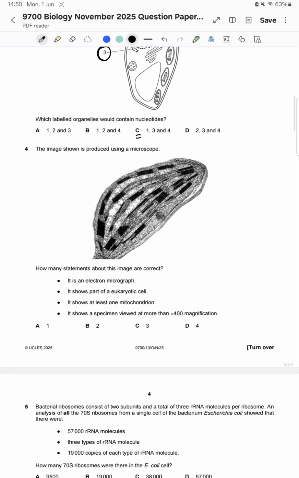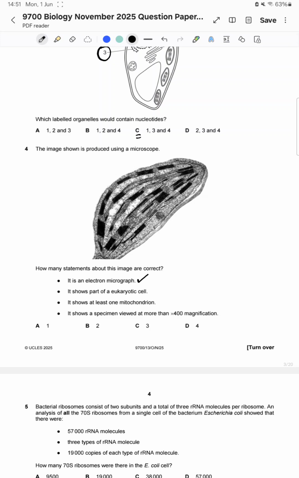Moving on, the next question says the image shown is produced using a microscope. What we can see is basically a chloroplast image in detail. How many statements about this image are correct? The first one says it is an electron micrograph. Of course, the detail that you can see in this image is definitely showing that it's an electron micrograph. You can't see this kind of detail with a light microscope.